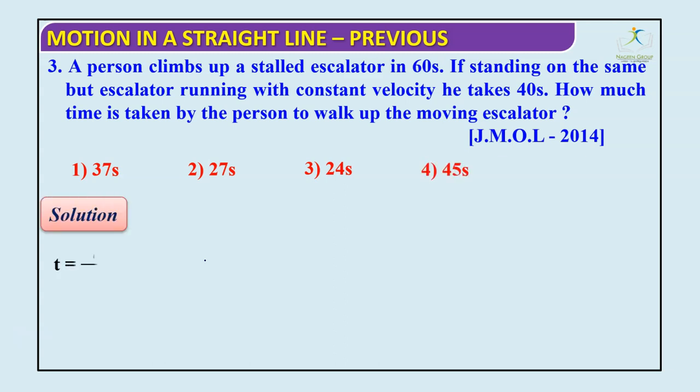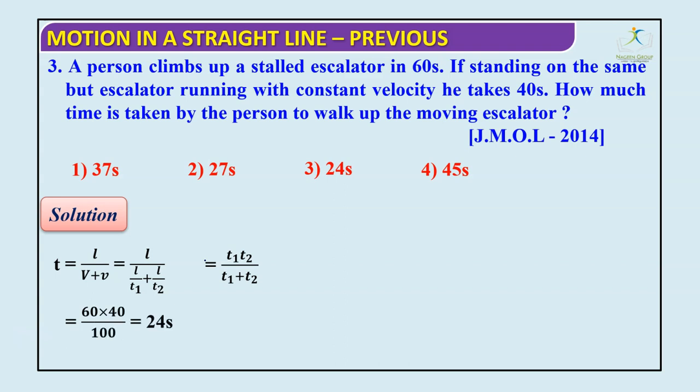Let's move with the solution part of this question. So small t equals L by (capital V plus v), where v is the velocity of the person. In the moving escalator I'm taking the time as t1, and at rest, at constant velocity, that is t2, I'm taking. So L by t1 plus L by t2. Hence after solving, this comes t1 t2 by (t1 plus t2).